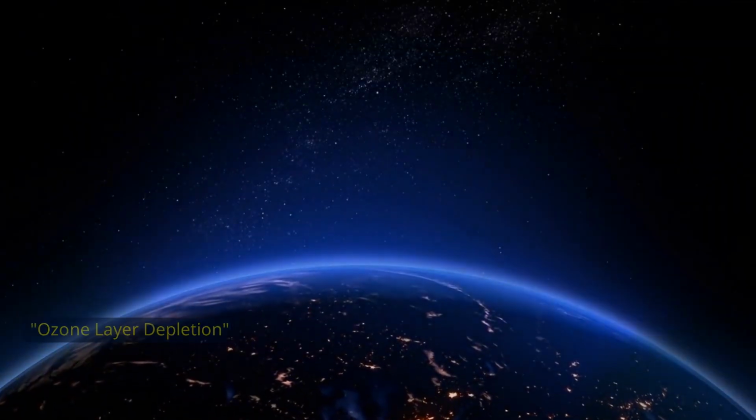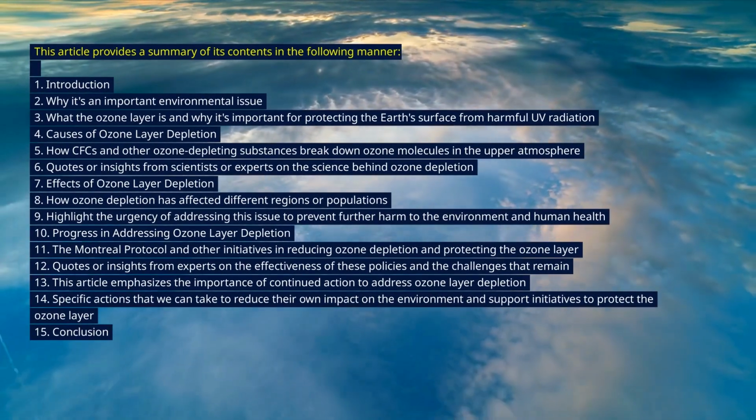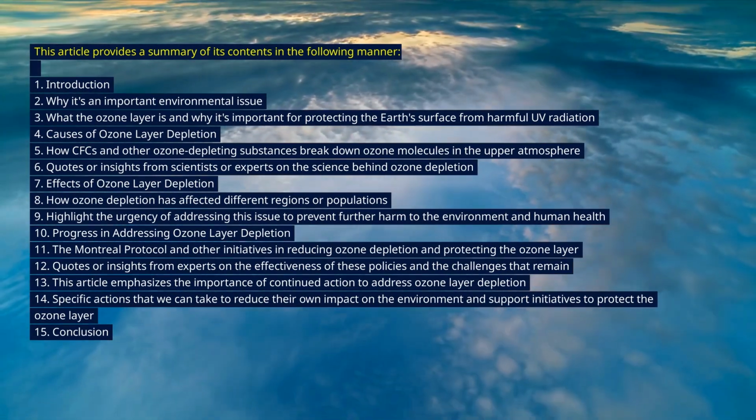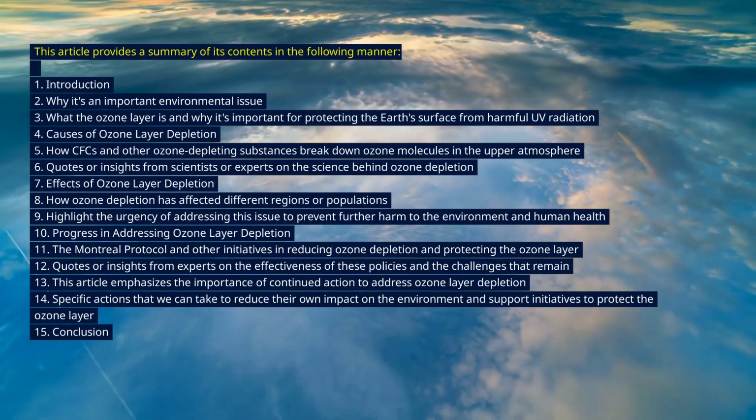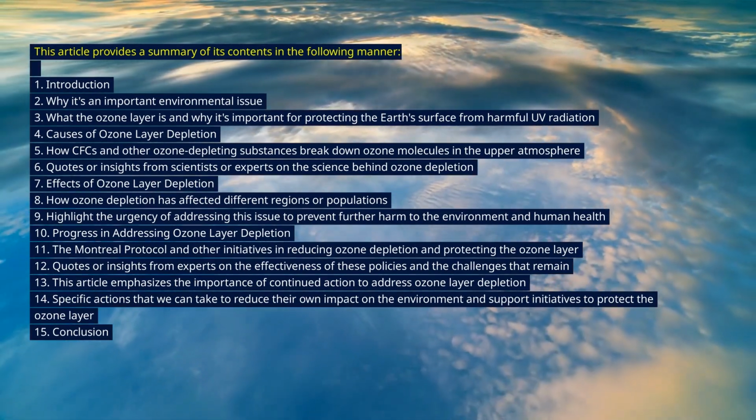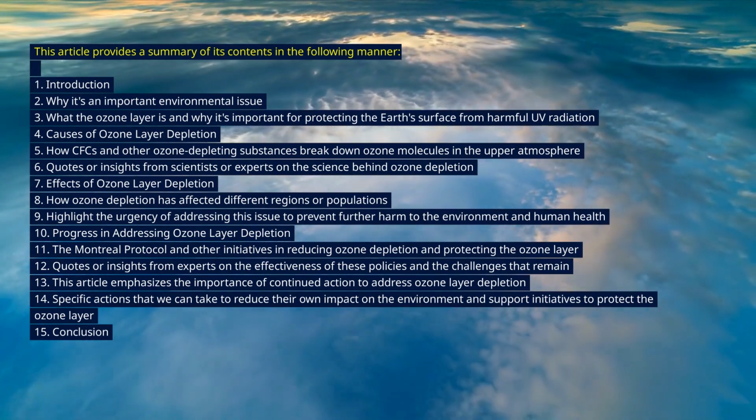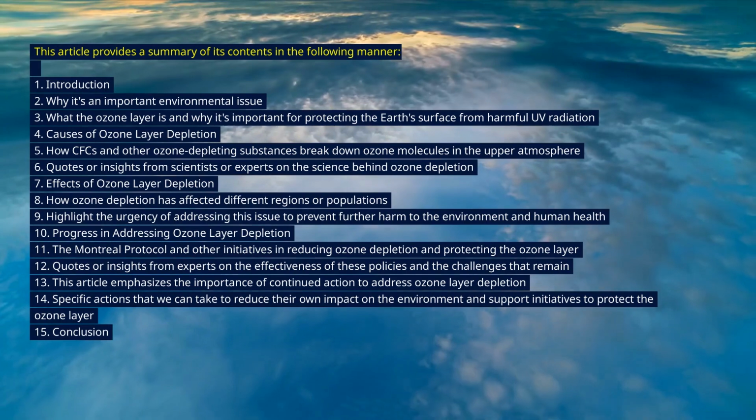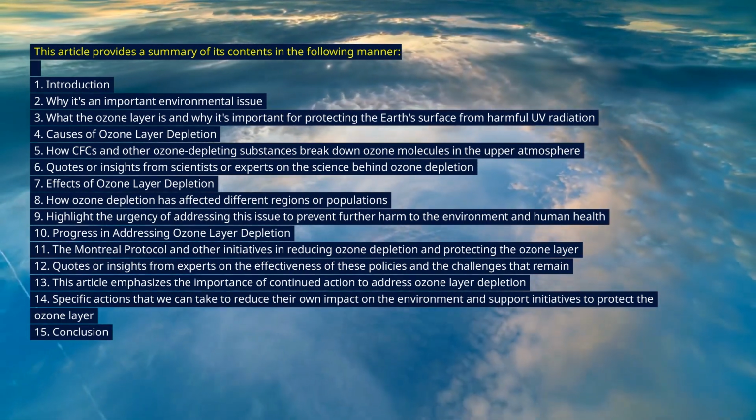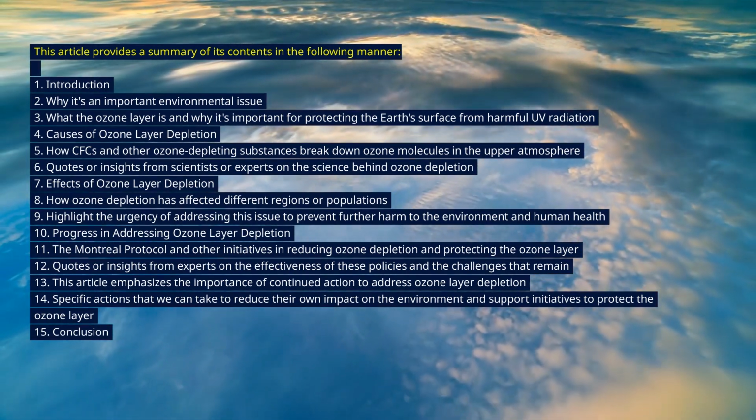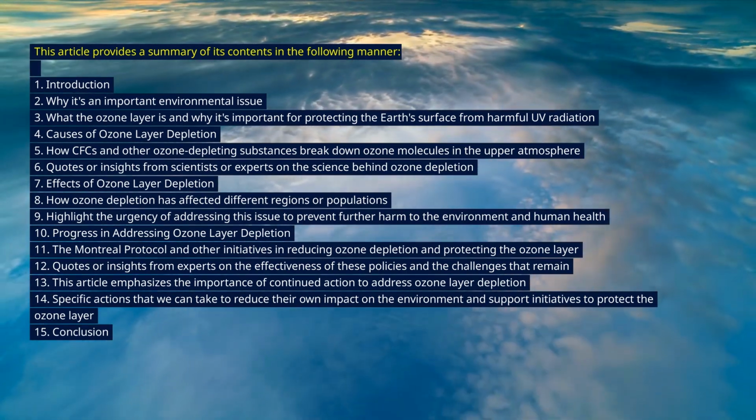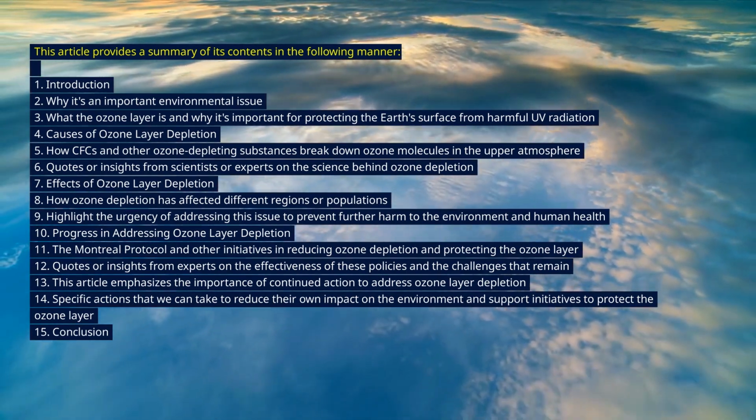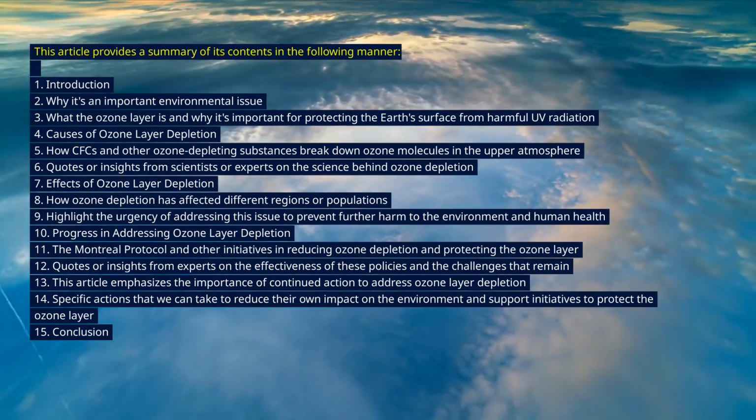Ozone layer depletion. This article provides a summary of its contents in the following manner. 1. Introduction. 2. Why it's an important environmental issue. 3. What the ozone layer is and why it's important for protecting the Earth's surface from harmful UV radiation. 4. Causes of ozone layer depletion. 5. How CFCs and other ozone-depleting substances break down ozone molecules in the upper atmosphere.